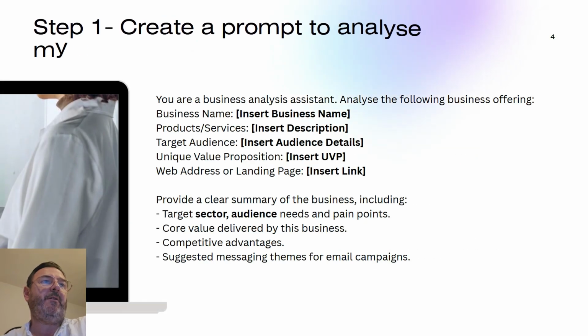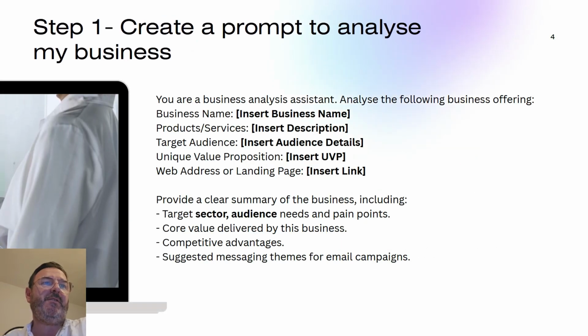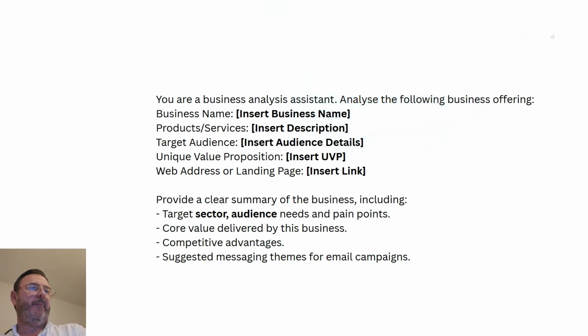So how do you do it? So create a prompt to analyse my business. You're a business analysis assistant. Analyse the following business offerings: business name, whatever it is, products and services, the target audience, the unique value proposition they've got, the web address or landing page. Provide a clear summary of the business, including target sector, audience needs and pain points, core value delivered by this business, competitive advantages, suggested messaging themes for email campaigns. Now that gives me a nice starting point all about my business.